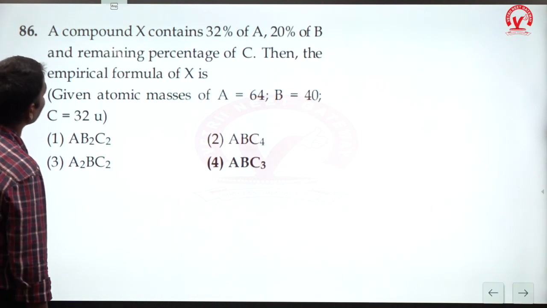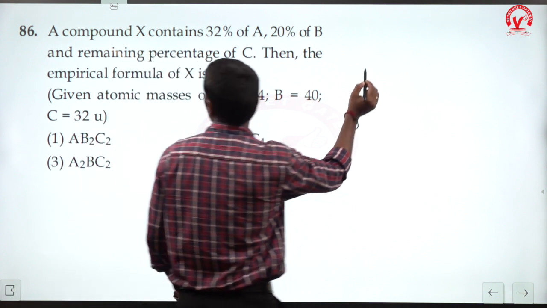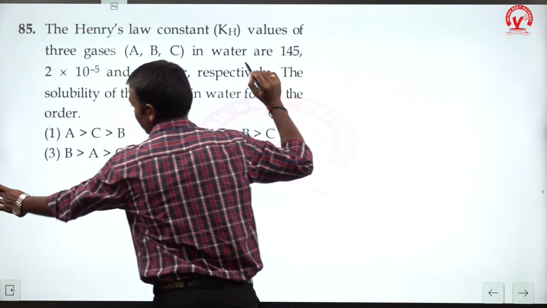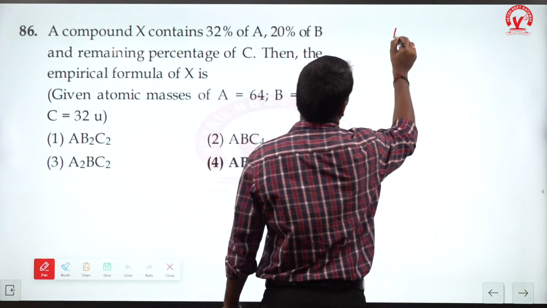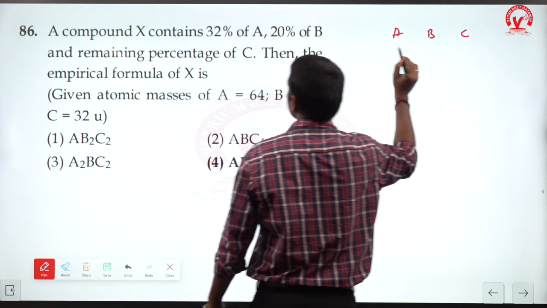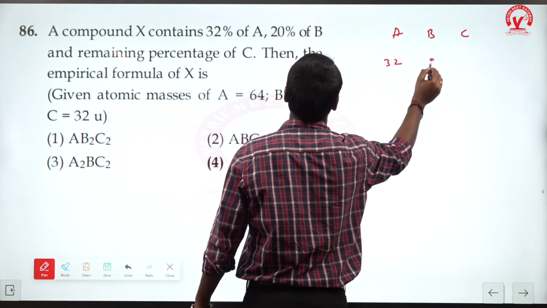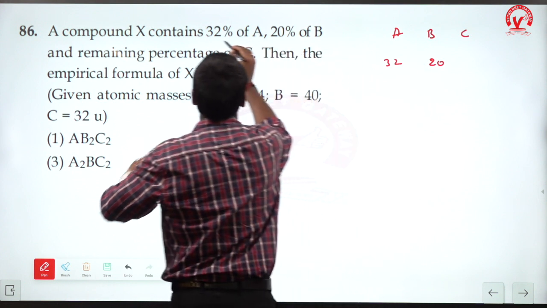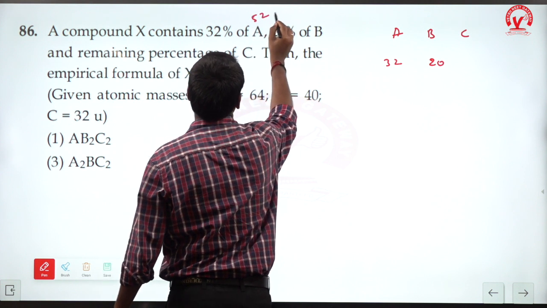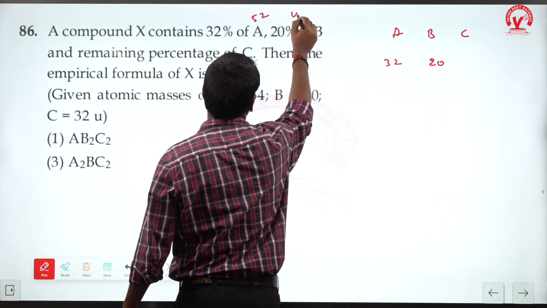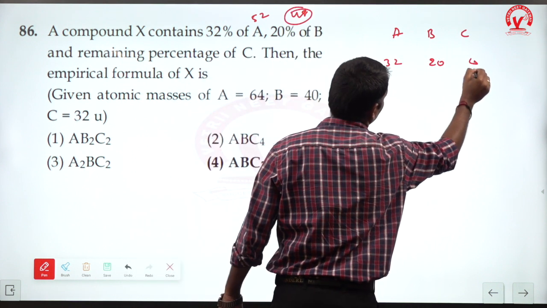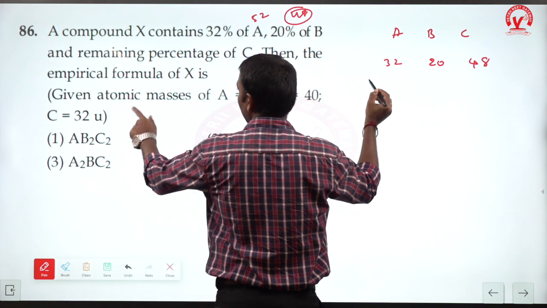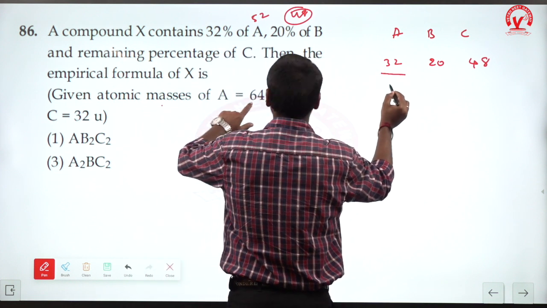Question number 86. A compound contains 32% of A. We can take A, B, C. A they gave 32%, B they gave 20%, and C they didn't give. Actually, 32 plus 20 is 52, and the remaining is C. How much? 48. So the remaining C we take as 48%, with the total percentage 100. Right? So divide with atomic weight and we will get the number of moles. So A they gave 64.